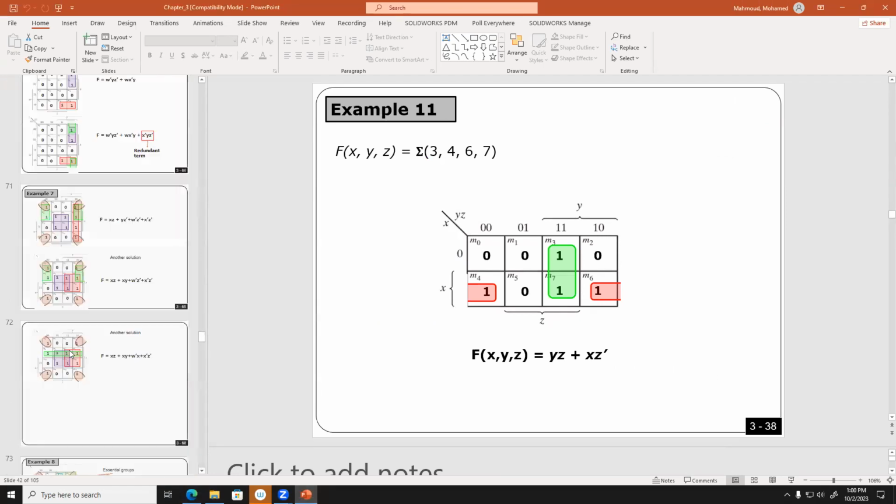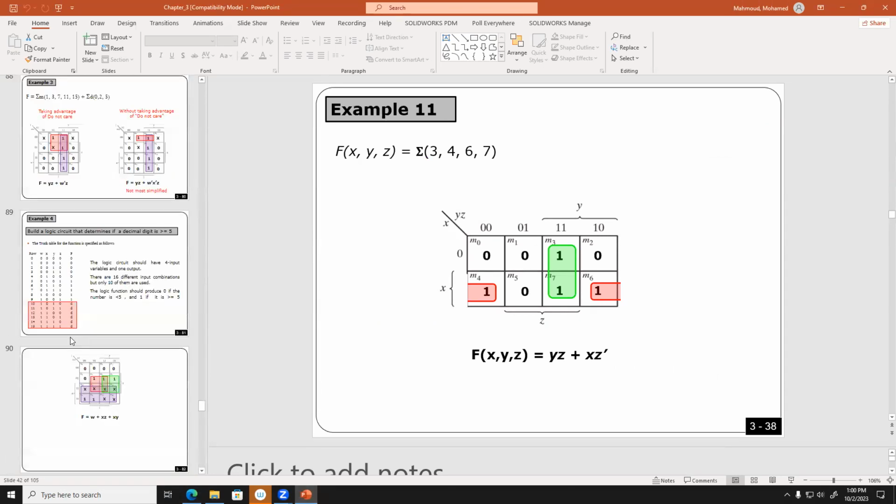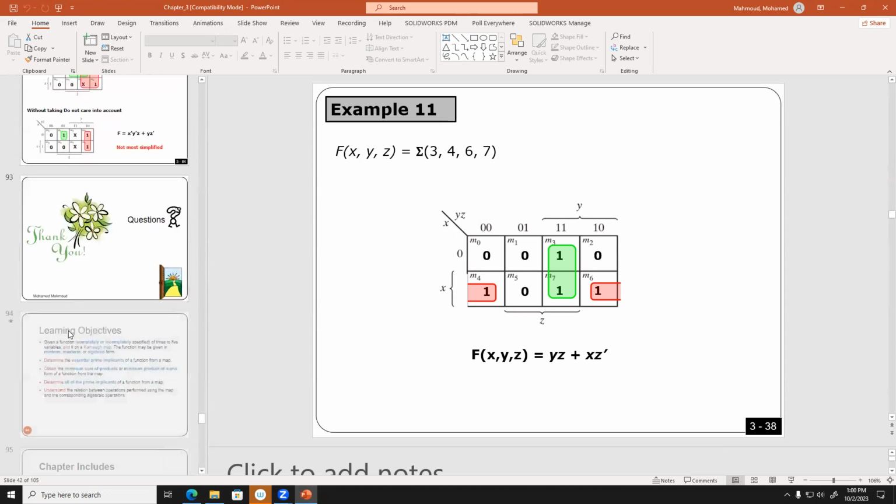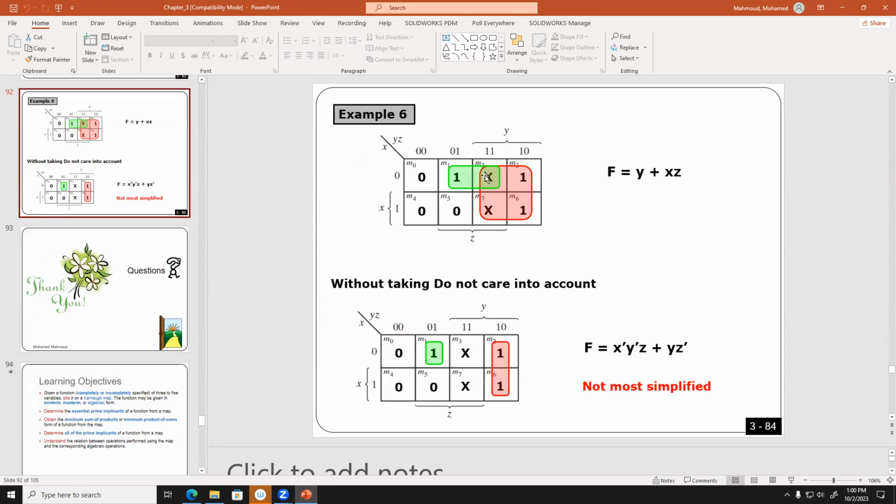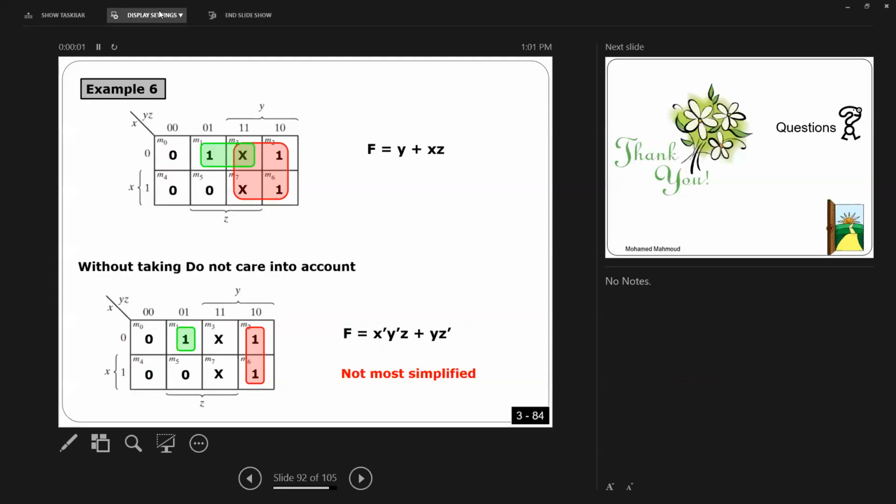Also, I explained don't care. Sometimes it's not always, but sometimes we have don't care. So as I explained, don't care means I don't care if the result is 0 or 1. The good thing about don't care is that, number one, you don't need to cover the don't care. What you have to do is cover the ones, as I explained before.